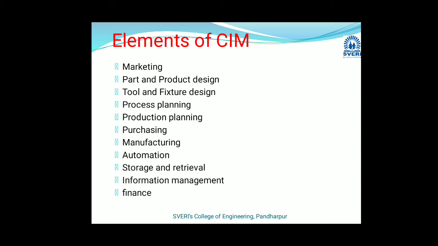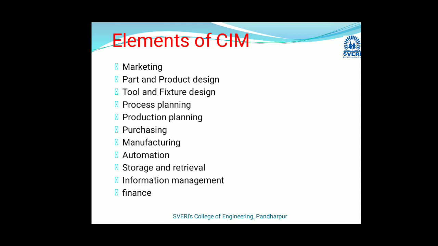First, marketing. Marketing is the first element of the CIM system. The purpose of this department is to identify the need of the product in the market and later on sell the product in the same market. So this is a very important first element. We first have to review or survey the market and identify the needs for that product. Why are we going to produce that product? First we have to identify the need of the product, and later on we sell that product in the same market. So this is the first element.